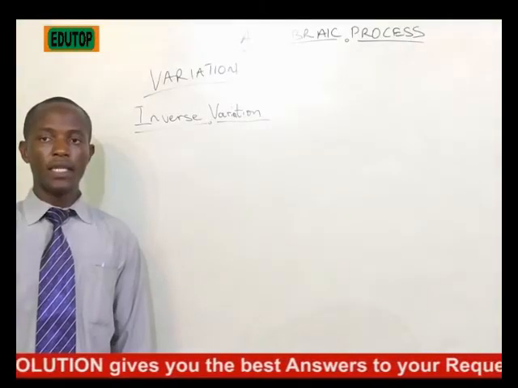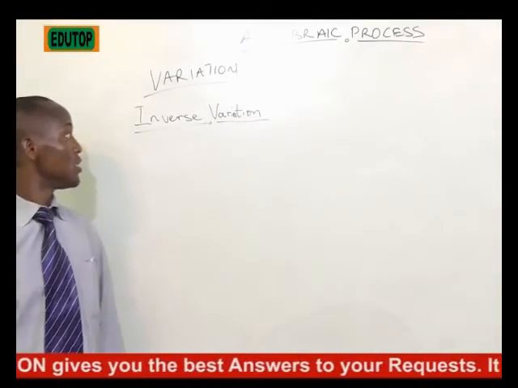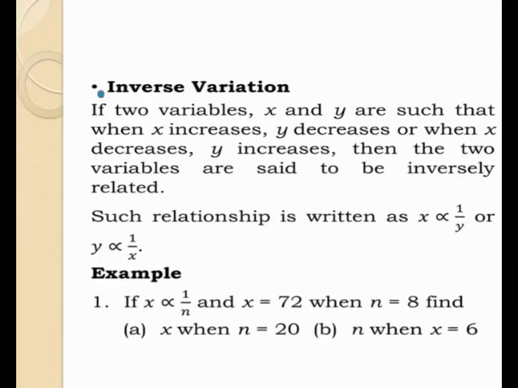And now we'll be taking another type of variation, which is inverse variation. If two variables x and y are such that when x increases, y decreases, or when x decreases, y increases, then the two variables are said to be inversely related.